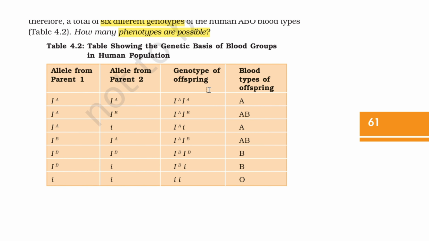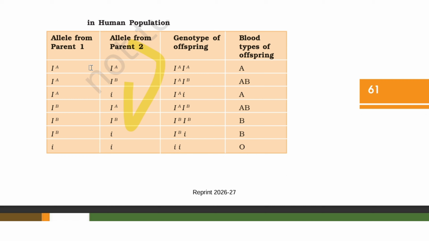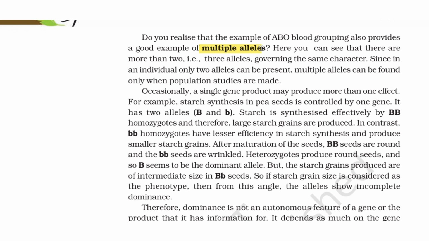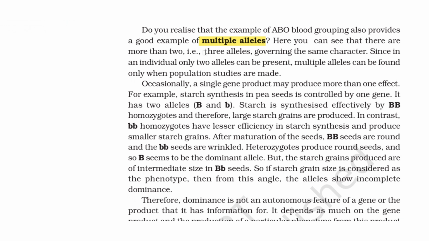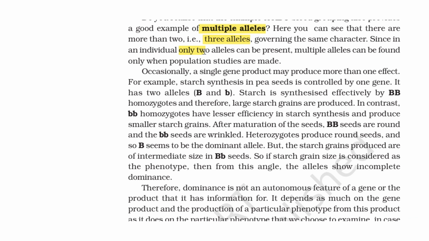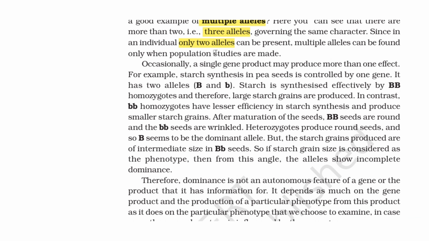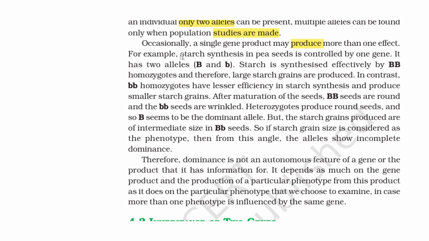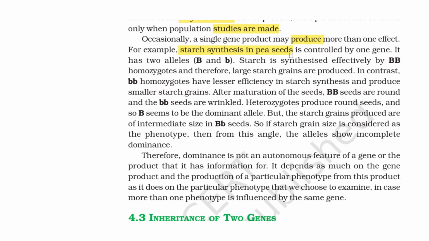Do you realize that the example of ABO blood grouping also provides a good example of multiple alleles? Here you can see that there are more than 2, i.e., 3 alleles, governing the same character. Since in an individual only 2 alleles can be present, multiple alleles can be found only when population studies are made. Occasionally, a single gene product may produce more than one effect. For example, starch synthesis in pea seeds is controlled by one gene. It has 2 alleles, B and b.